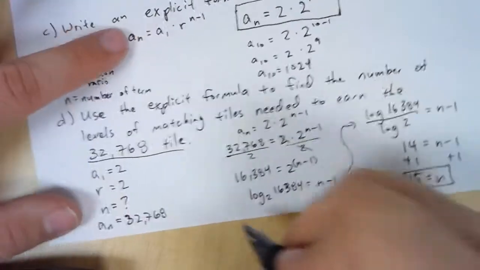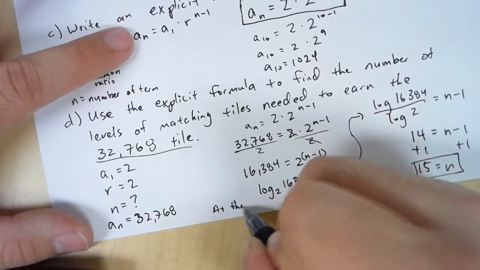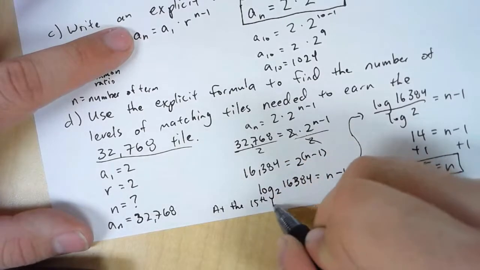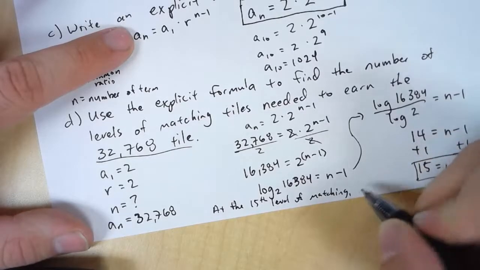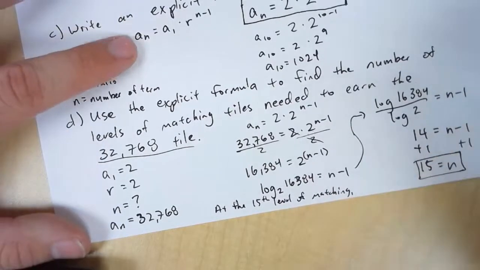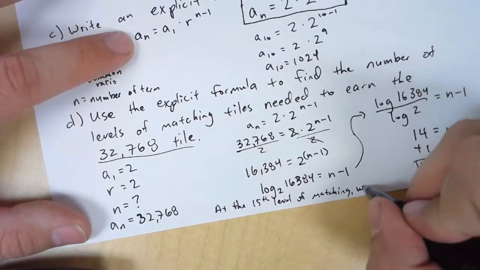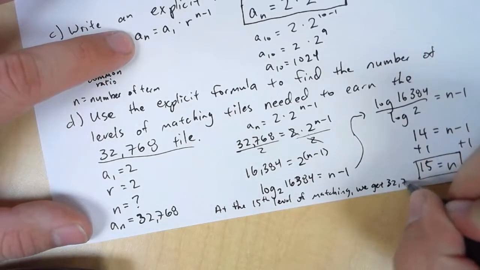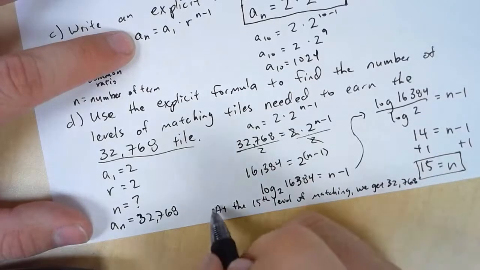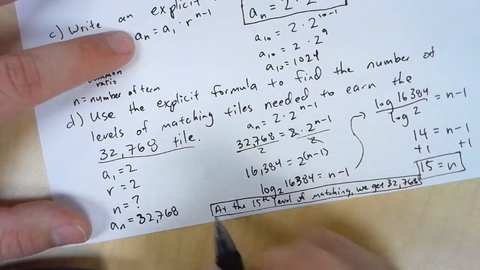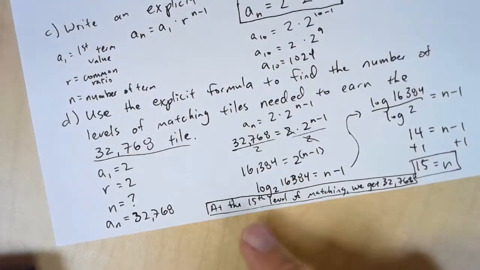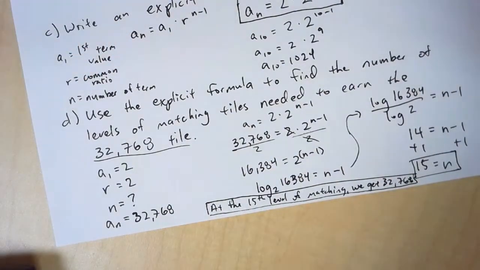So that says at the 15th layer, or maybe level of matching, the player earns the 32,768th tile. We get 32,768, which is really hard on that 4x4 square. I know I've gotten better than 1024, but I have not gotten anywhere near 32,768. Okay, so we've got one more thing to look at.